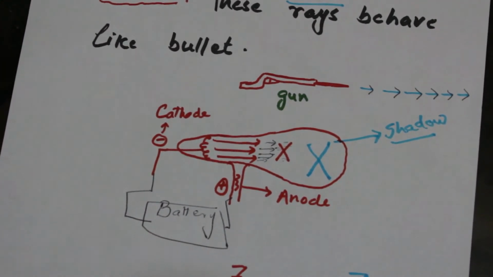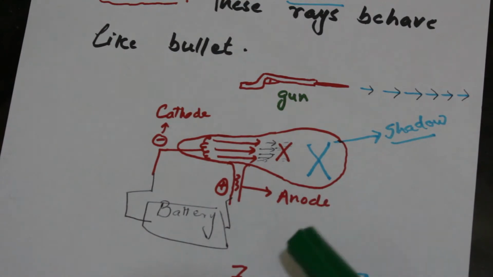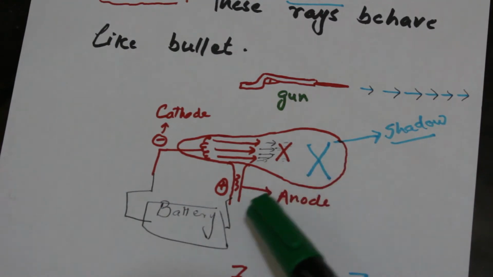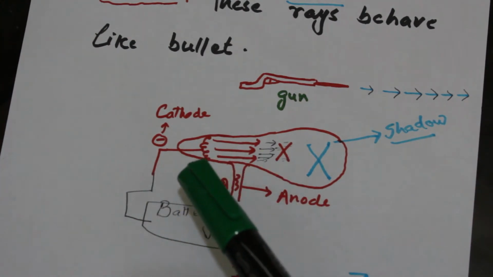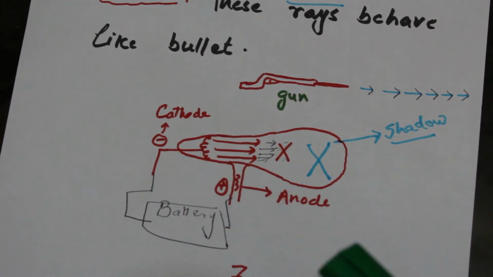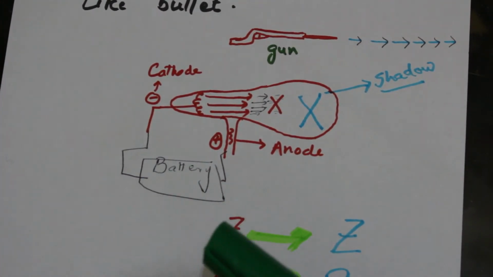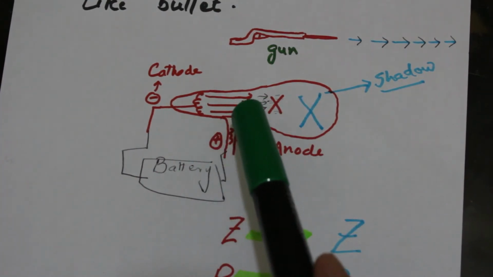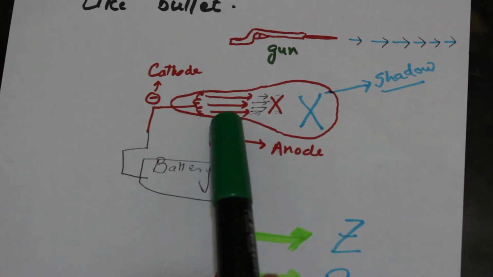Now here you can see an experimental setup. The discharge tube is partially evacuated with the help of a vacuum pump, and there are two electrodes which are sealed into this discharge tube. One is the cathode and the other one is the anode. The cathode is negatively charged while the anode is positively charged. When you connect these electrodes with a battery, it will produce the cathode rays which will be bombarded from the cathode electrode and will move exactly in a straight line.